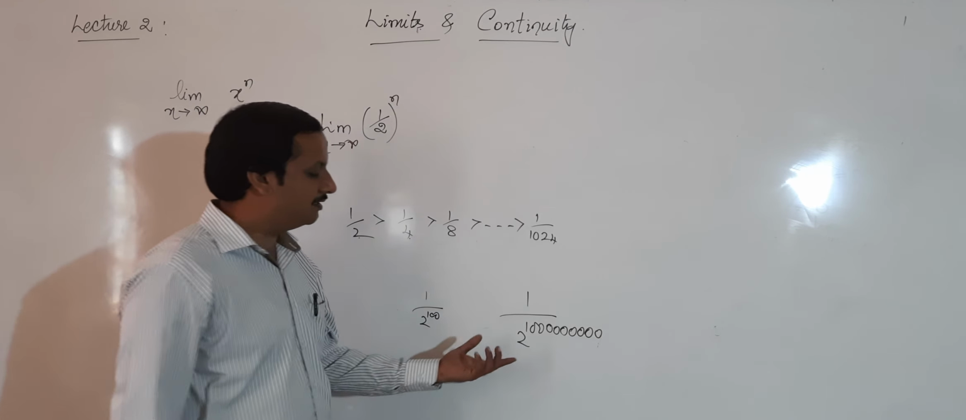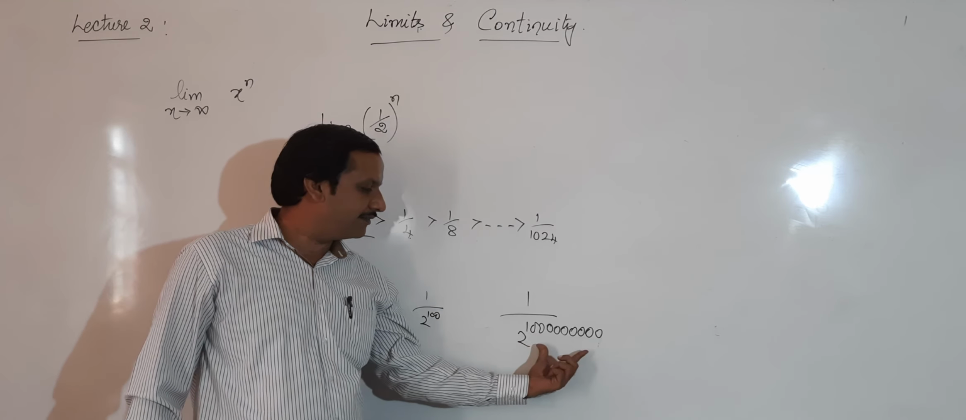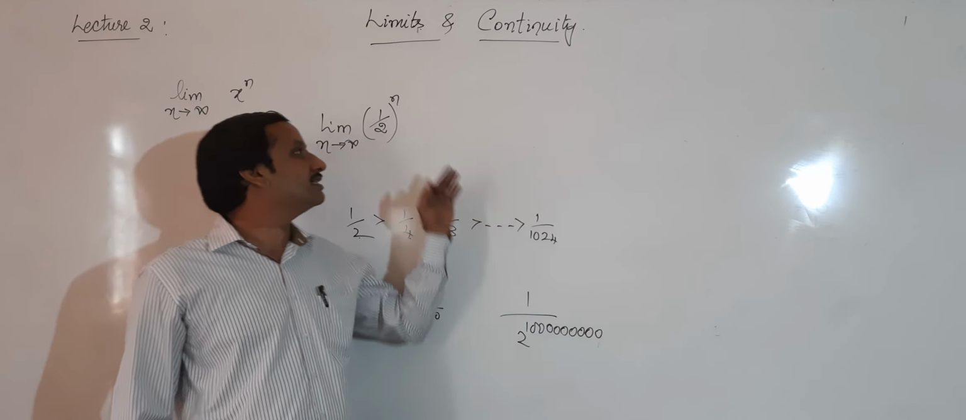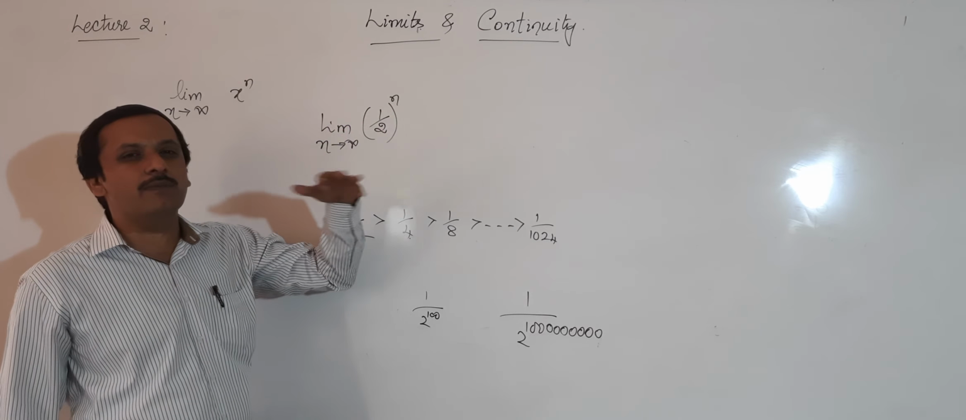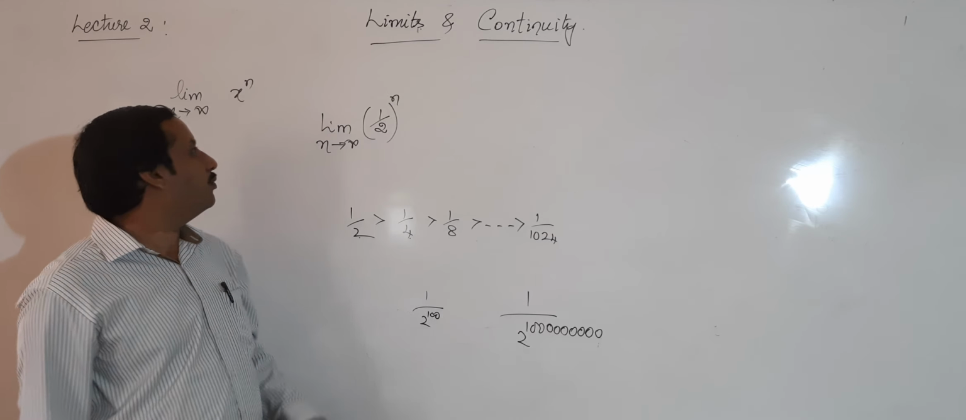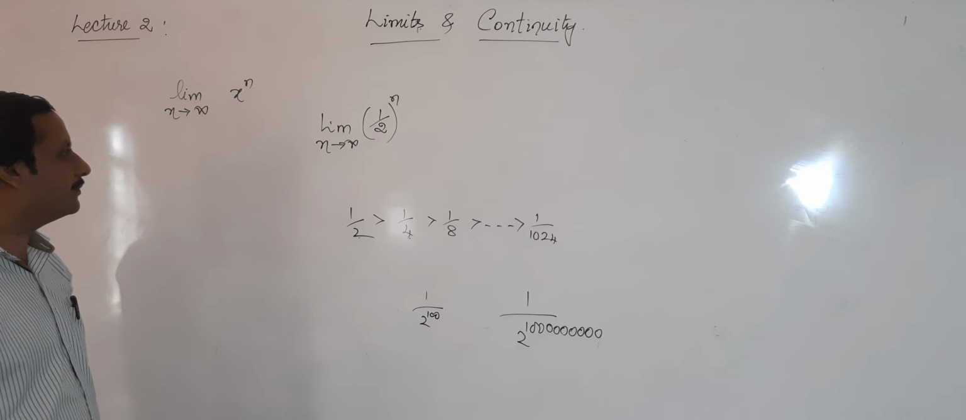Okay, look at this, and infinity is even greater than this. So you will see that when the denominator is such a huge number, then this is negligible. So by the time this n reaches infinity, this (1/2)^n will tend to 0. Okay, so whenever the fraction is less than 1, the value will be equal to 0.